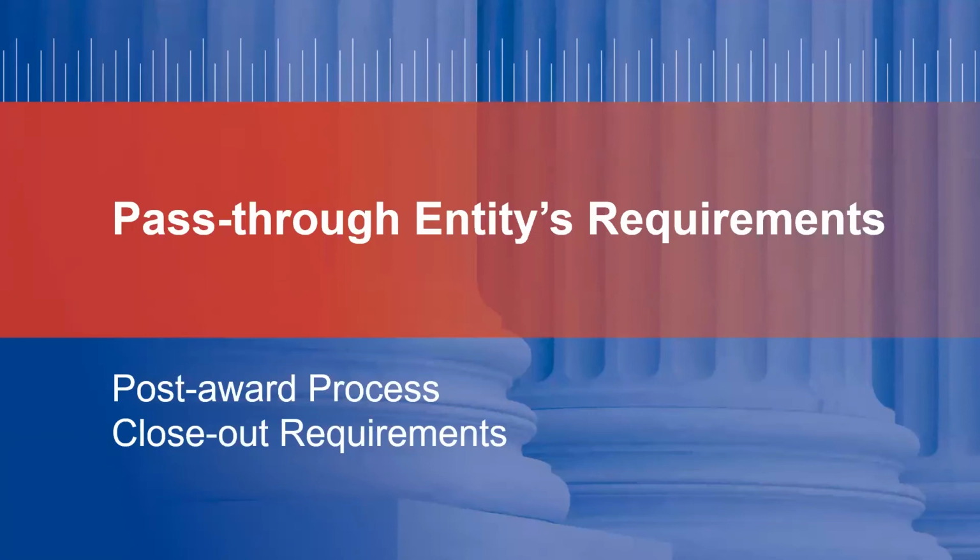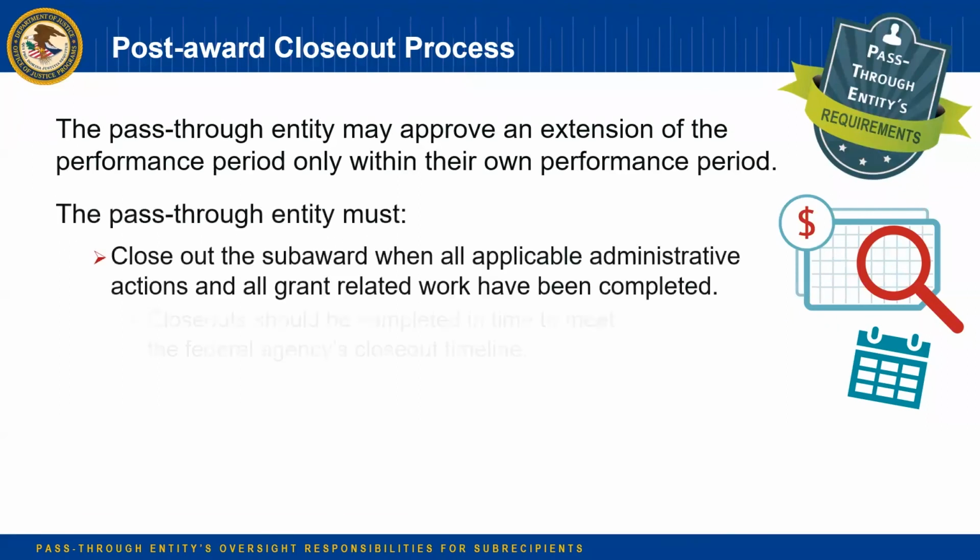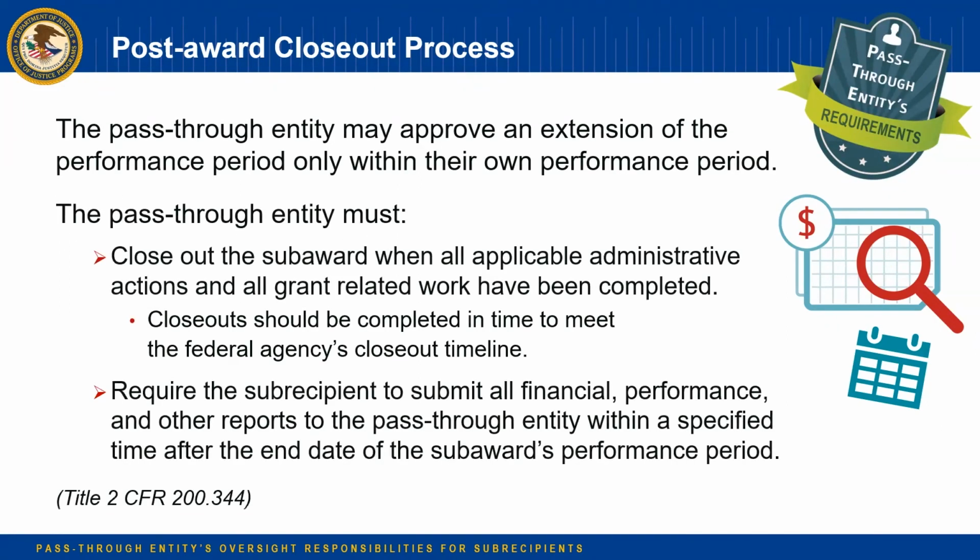So let's talk about closeouts, because again, we make the award, they're implementing the award program, and now it's time to close it out. Next slide. So the pass-through entity may approve extensions, more time to do the work, especially if certain factors have happened that cause the subrecipient a delay in implementing that particular grant program. But keep this in mind, you cannot extend them or give them more time outside of your grant timeline, okay?